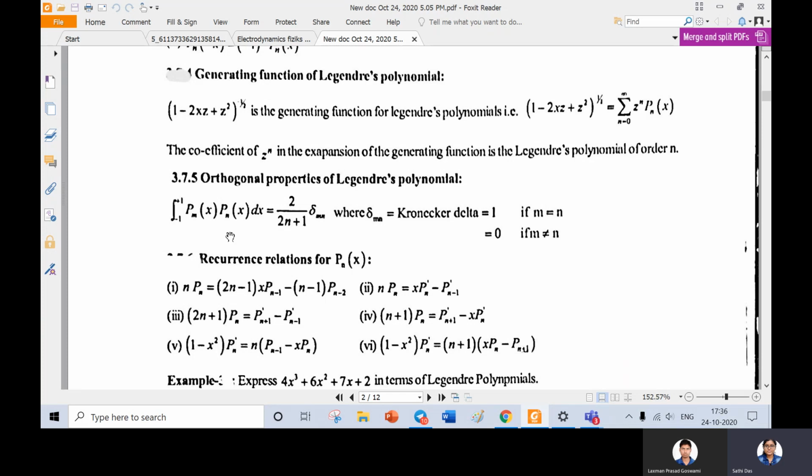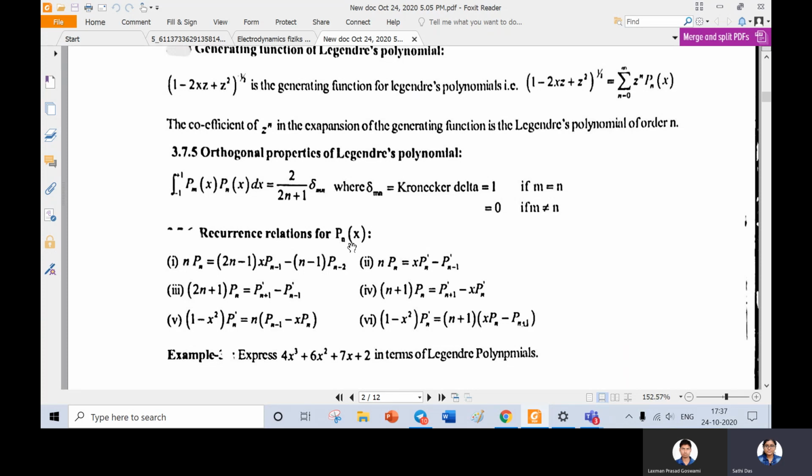The orthogonal properties, what is that? Just like in quantum mechanics, two state functions or wave functions are orthogonal to each other if their scalar product is a delta function. So here also the same. Suppose Pm(x) and Pn(x) are two polynomials, and if you integrate from minus 1 to plus 1, Pm(x) Pn(x) dx equals 2 by (2n plus 1) delta mn. Delta mn is the Kronecker delta, and it will be 1 only when m equals n. Otherwise, if m is not equal to n, the Kronecker delta will be 0.